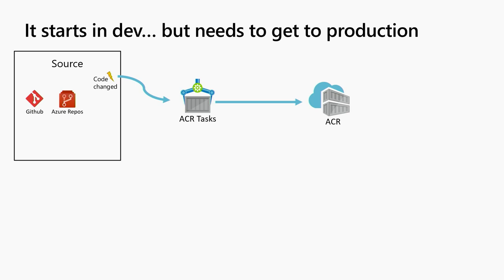Then from there, we need to get the image from the registry into production. Container Registry has webhooks. We can subscribe to those webhooks and use something like Azure Pipelines, and we can use that to push our images into AKS.